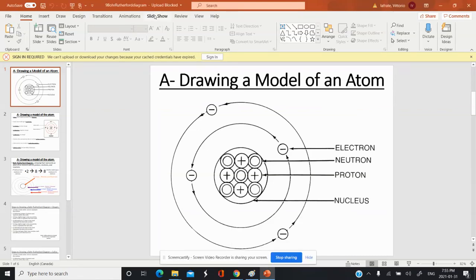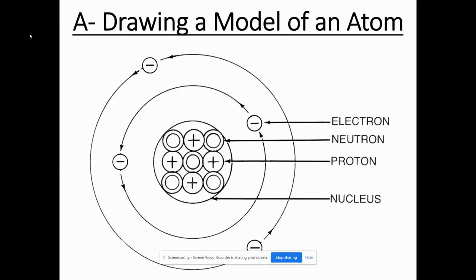In this video, we're going to review how to draw Bohr-Rutherford diagrams for atoms. So a Bohr-Rutherford diagram is essentially just a model of an atom. It's a simplified way of representing what atoms look like. This is not the most accurate model. It's not the most modern model of the atom, but it's good enough to represent what we need in order to understand how reactions happen.